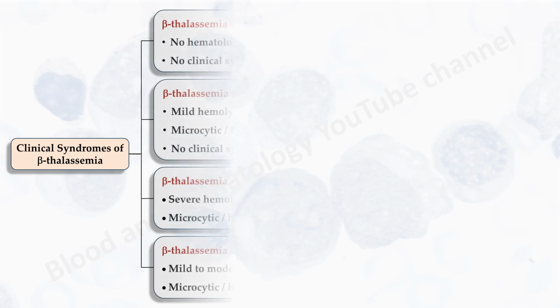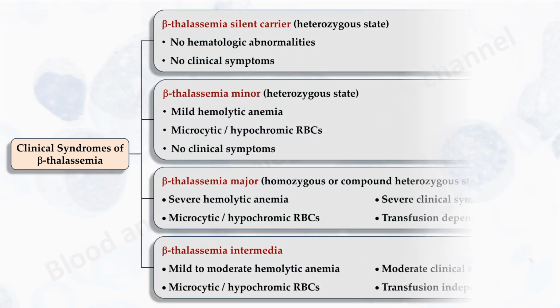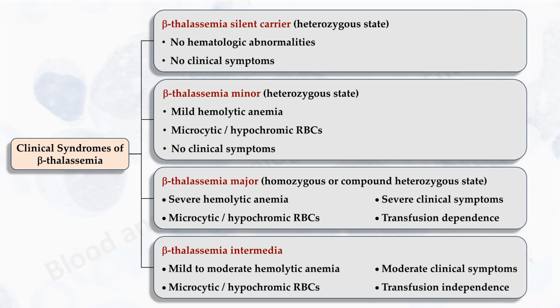Beta-thalassemia is divided into four categories based on clinical manifestations. 1. Beta-thalassemia silent carrier, with no hematologic abnormalities or clinical symptoms. 2. Beta-thalassemia minor, with mild hemolytic anemia, microcytic hyperchromic red blood cells, and no clinical symptoms. 3. Beta-thalassemia major, with severe hemolytic anemia, microcytic hyperchromic red blood cells, severe clinical symptoms, and transfusion dependence.